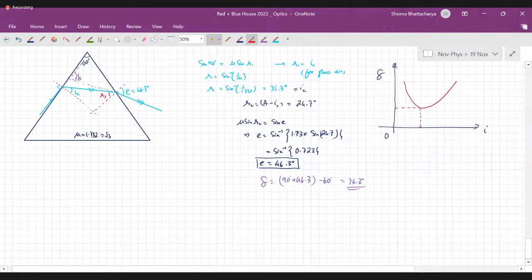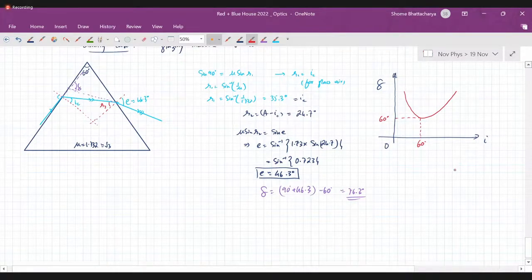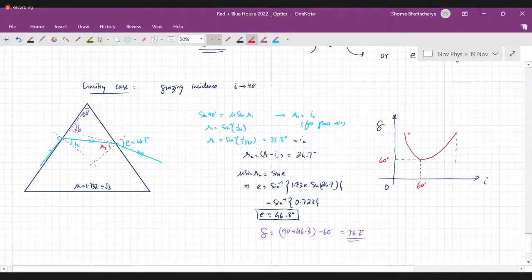$60 for an angle of incidence equal to 60 degrees. Now from there, if I increase the angle of incidence, I can take it all the way to about 90 degrees. But that will give me a deviation of about 76.3 degrees.